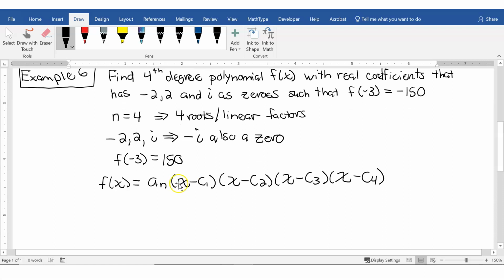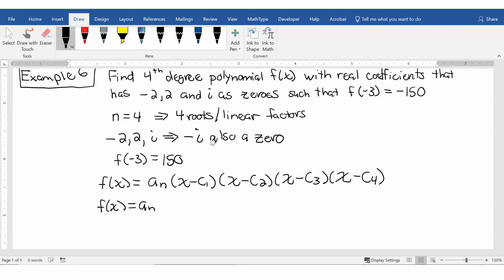So because we have a 4th degree polynomial, we need 4 linear factors, so generically that'll look like a sub n, and x minus c1, x minus c2, x minus c3, and x minus c4. And those values for the complex roots are right here, -2, 2i, and -i. So when we substitute those actual values into this expression, we'll get this. This would be x plus 2, x minus 2, x minus i, and x plus i.